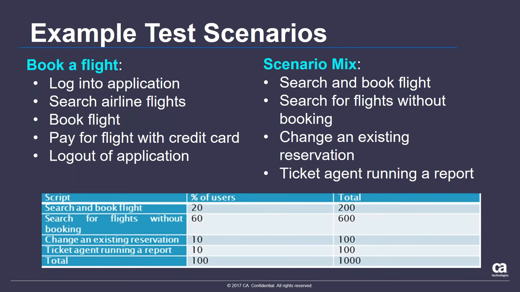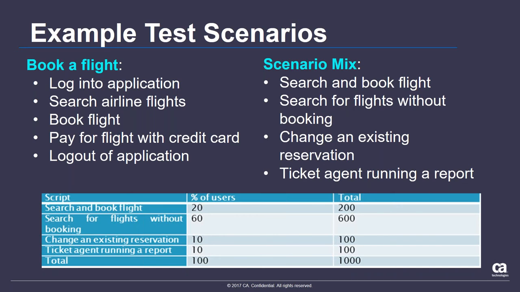But there are about 60% of the people who are just out there to search for the available flights without even booking. And maybe 10% of the users could already have an existing reservation, so they want to change it or make a seat change or what have you. Another 10% could be an agent who would be running a report to find out how many transactions he has made for the day. So as you can see, there is a mix and match of types of users and the types of activities they were doing. And that creates a good sense of how your users might interact with your system.